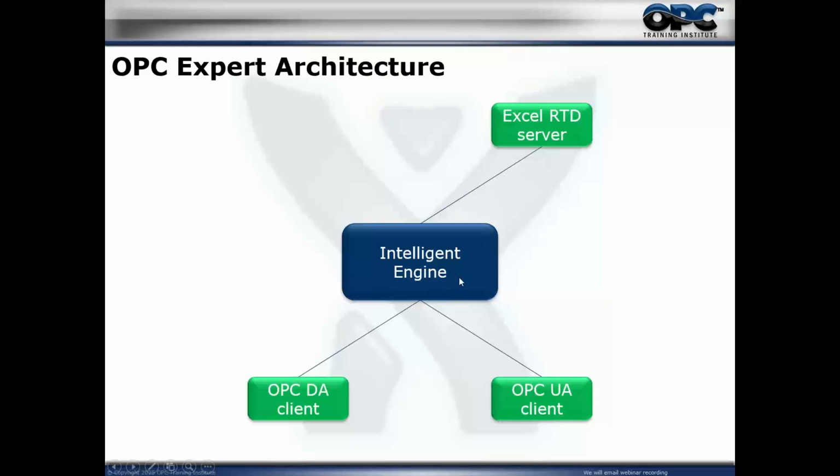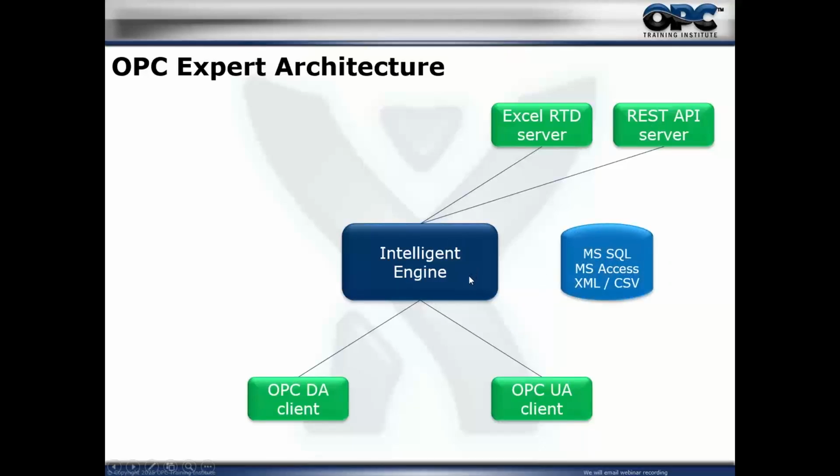So OPC Expert, for example, collects the data and sends the data with real-time data, with the RTD, to Excel. You can also send it to a REST API server that I will actually show you in just a little bit. So again, you can get real-time data from here and you can get historical data. Pretty cool stuff.